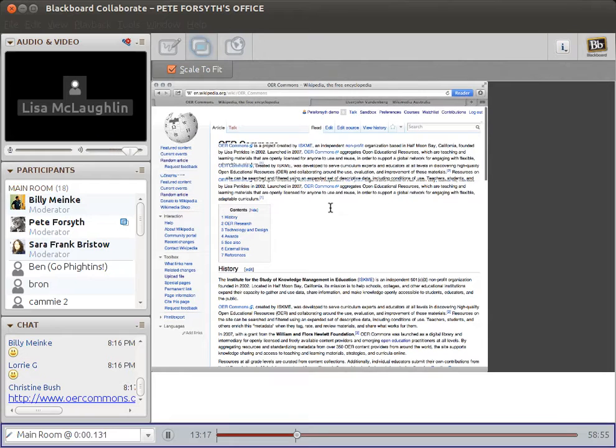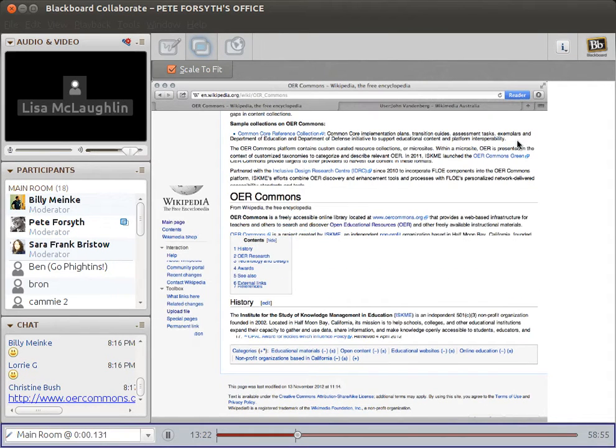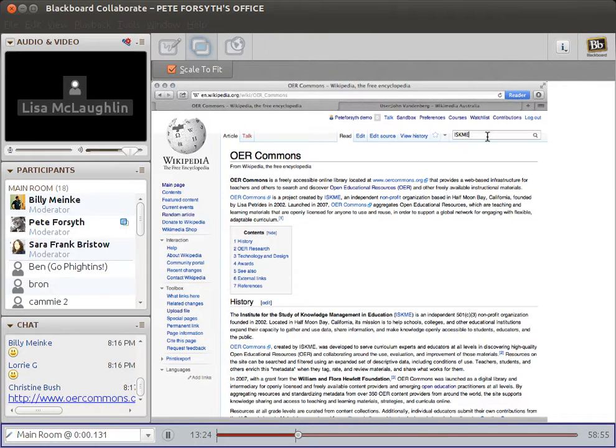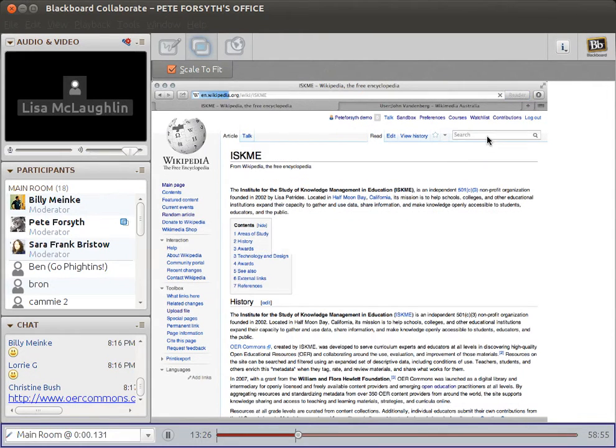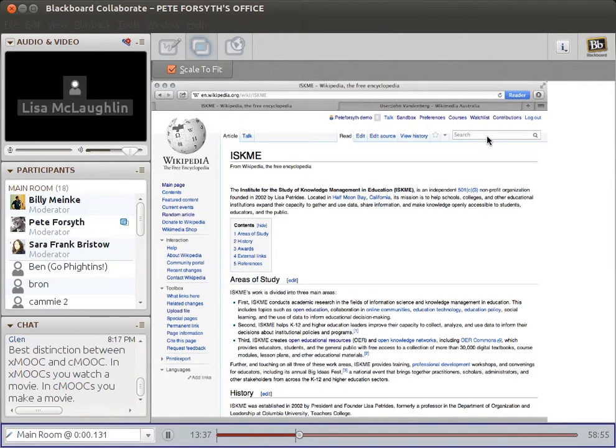So ISKME stands for the Institute for the Study of Knowledge Management and Education. And we work in OER on a couple of levels. We've done quite a lot of research on OER historically. We started in 2002 and became involved in OER more explicitly in 2007. So we were a very early entity and mover in the space. Our first work was through the Hewlett Foundation, a project to create OER Commons, which initially the vision was that we would go out and collect all the OER that existed on the web.